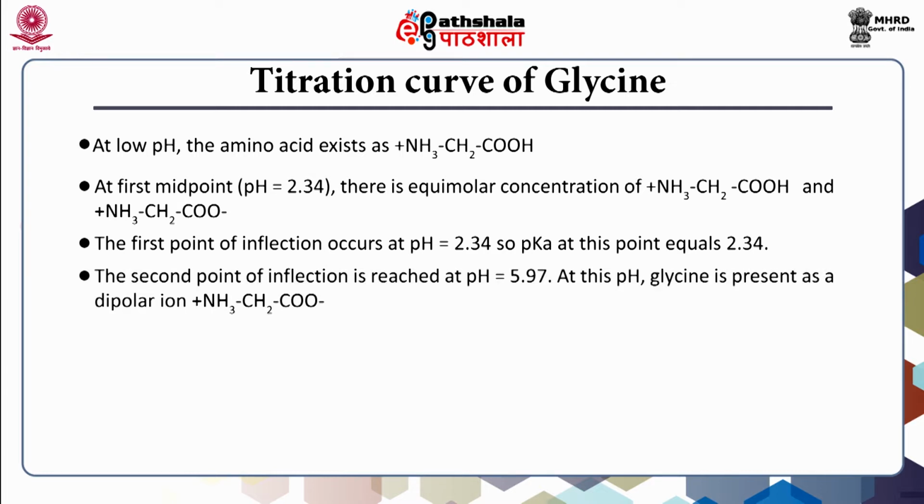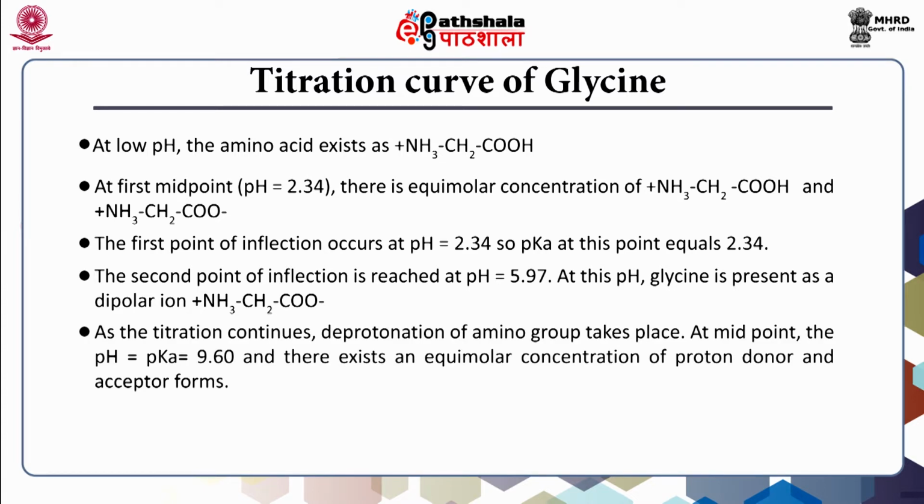The second point of inflection is reached at pH 5.97. At this point, deprotonation of the carboxyl group is completed and that of the amino group has just started. At this pH, glycine is present as a dipolar ion.